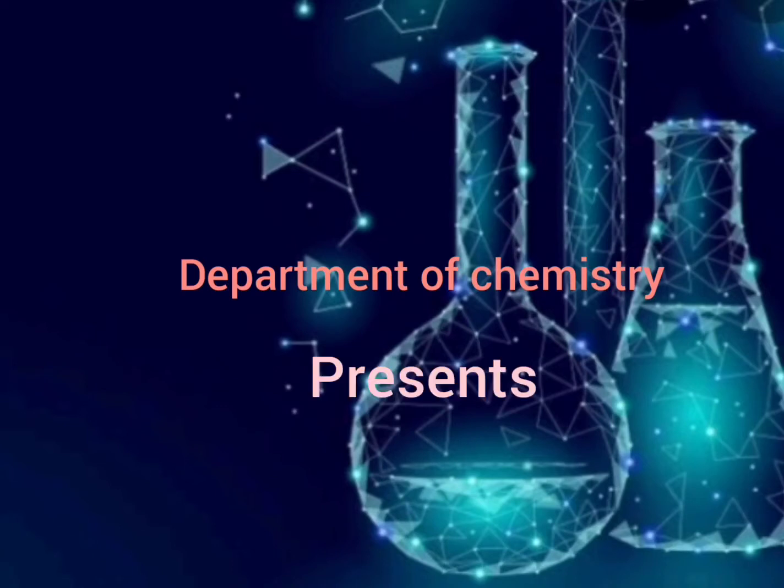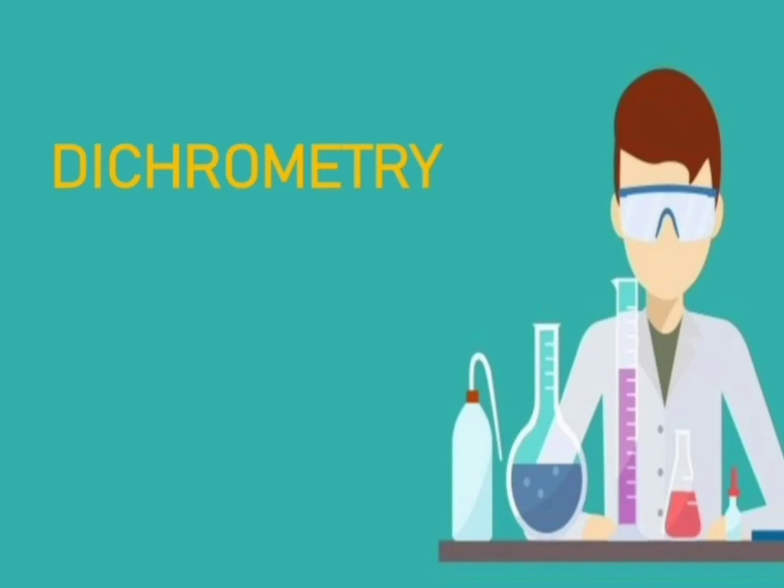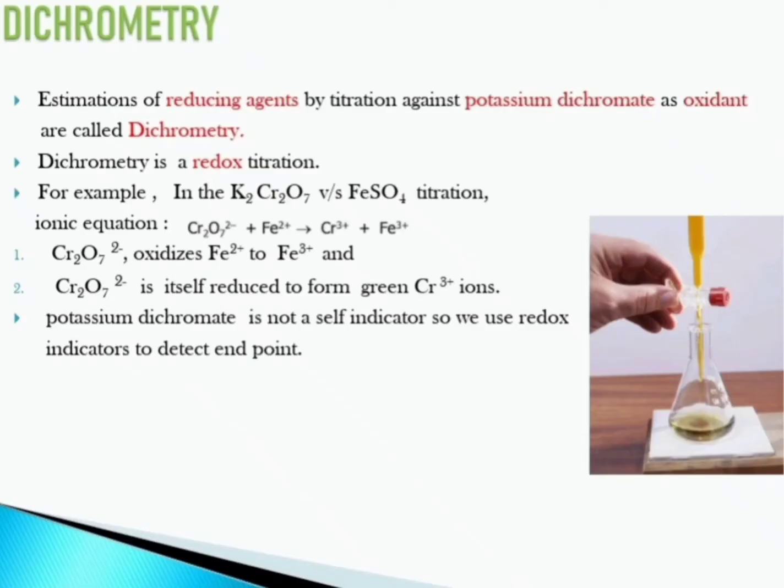Friends, we are here to discuss with you dichrometry. So let's look at what is dichrometry. Estimation of reducing agents by titration against potassium dichromate as oxidant is called dichrometry. So we are using potassium dichromate, hence the name dichrometry.